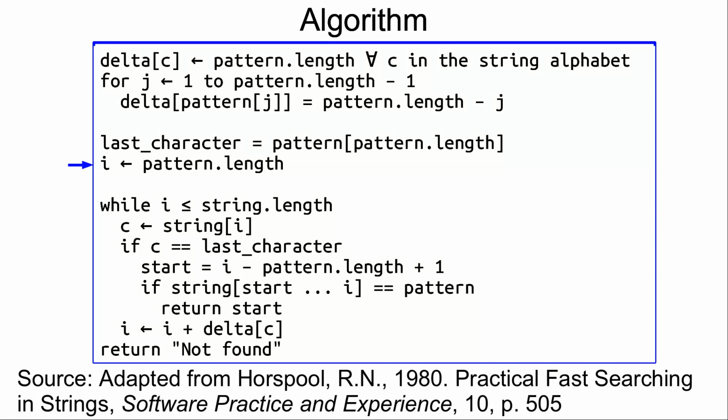Then, if the last character in the proposed match is the same as the last character in the pattern, we check to see if the match succeeds, and return the offset of the beginning of the successful match if so. Otherwise, we shift I by the value found in the table.